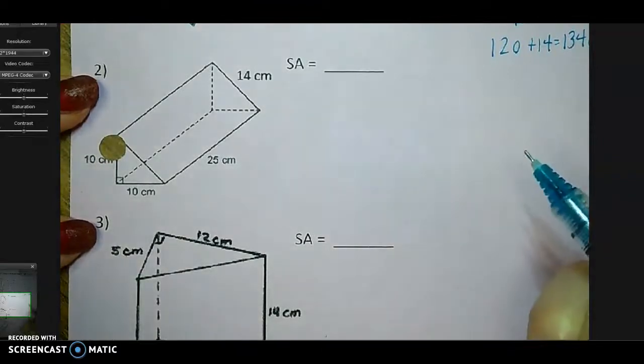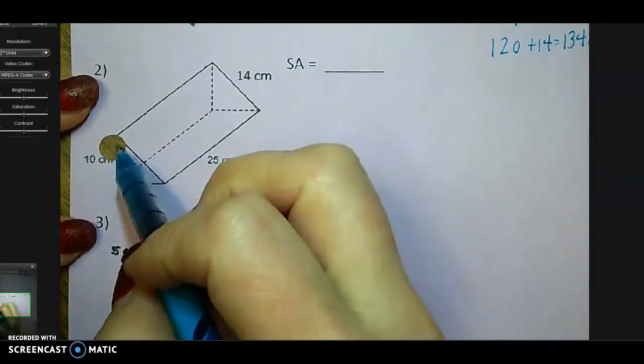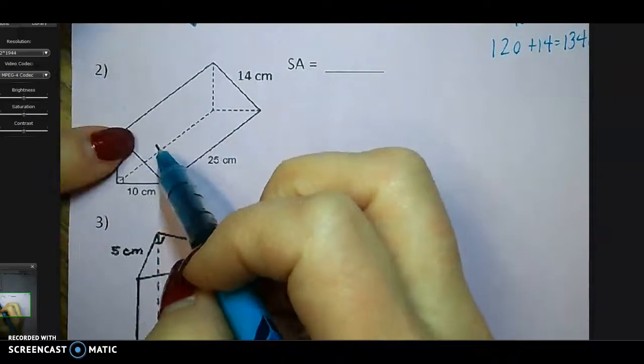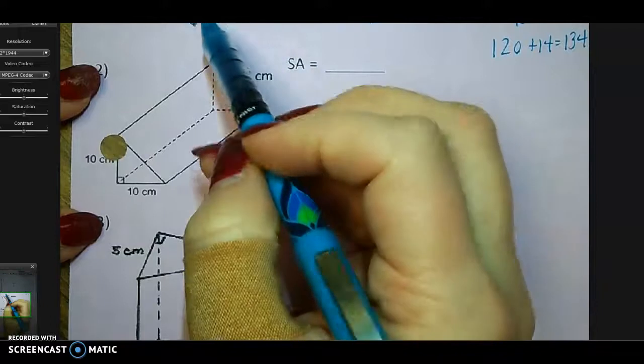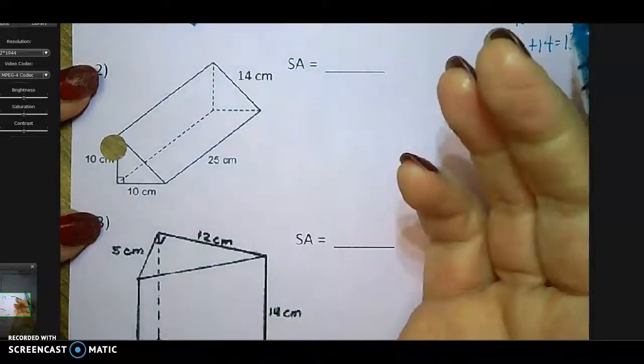So our next shape is also a right prism, and you'll notice that our triangle is a right triangle. Sorry about the hole punch there. And with our equilateral triangle, the sides were all the same, which meant that all our rectangles were the same.